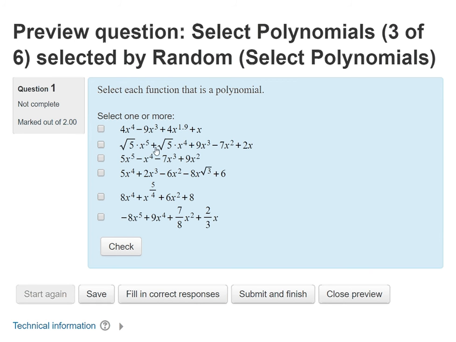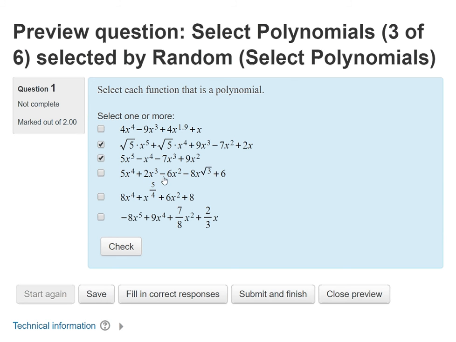What about the next one? It looks fishy because we've got those square roots of 5, but that's okay because those are coefficients, right, Trent? The coefficients just can't have i's, and none of them do. The exponents are all whole numbers, so that one works. Check.